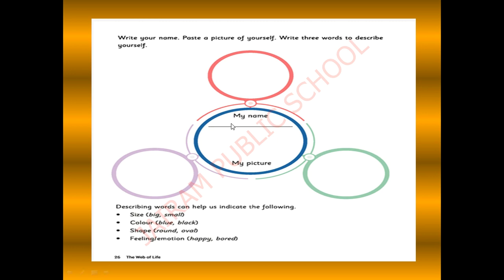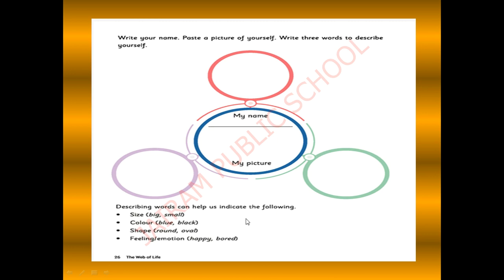Okay, what you have to do is paste your picture here. Ask your parents to give you your picture, then paste it here, write your name, and describe yourself with 3 describing words in this round. There are 3 rounds, no? In the rounds you have to describe. For example, if I describe myself, how will I describe? Beautiful, lovely, intelligent. Likewise, I will describe.